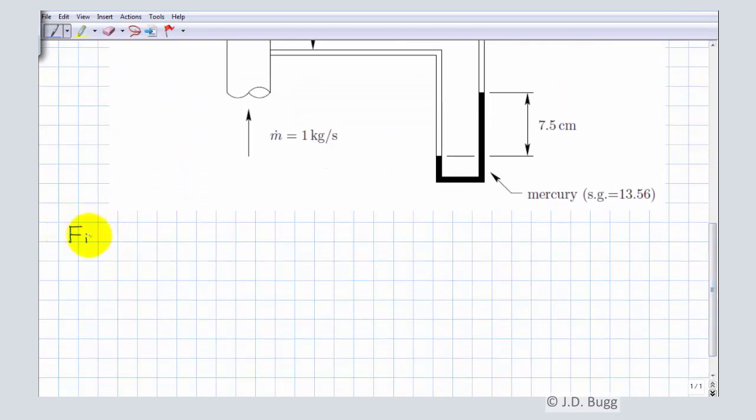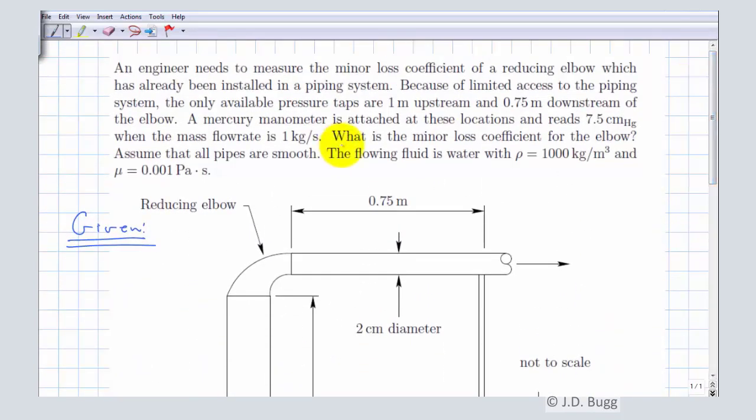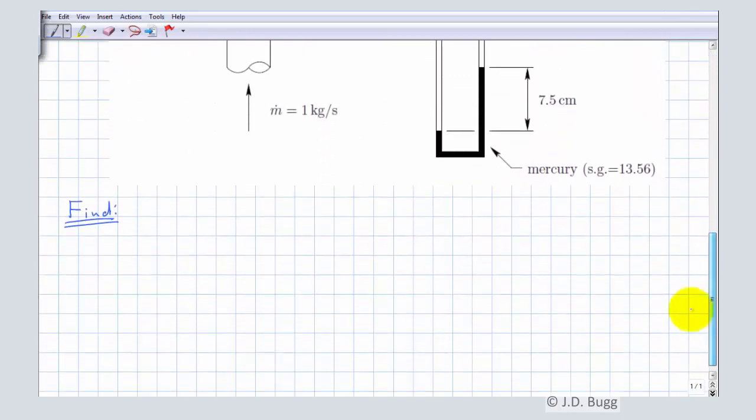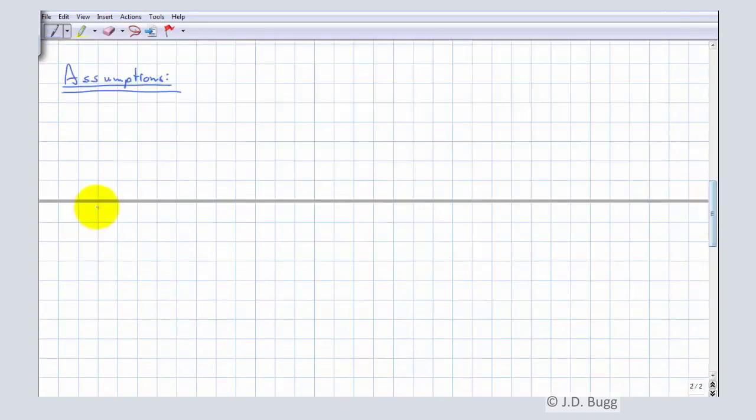First of all, identify what we're asked to find. Go back to the problem statement. We're asked to find what is the minor loss coefficient for this elbow. So that's what we're after. So we're after K of the elbow, the minor loss coefficient. Assumptions. We'll keep track of those as we go along, and we'll begin the analysis.